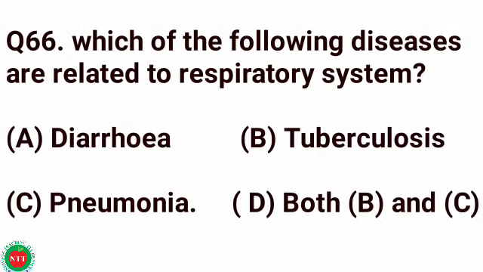Question number 66. Which of the following diseases are related to respiratory system? Diarrhea, tuberculosis, pneumonia, D. Both B and C. Option D is the right answer, both B and C.